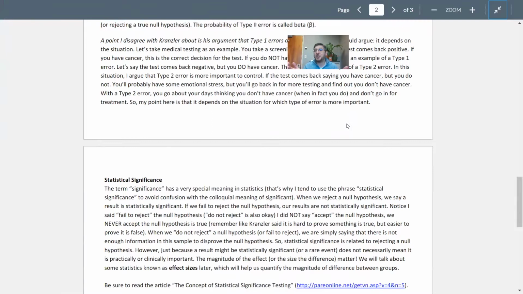In this situation, I'd argue that the type 2 error is actually more important to control. So if the test comes back saying you have cancer, but you actually don't, you would go back, get some more testing, and eventually find out that you don't have cancer. But with the type 2 error, the testing comes back saying you don't have cancer, but you actually do. You go about your life thinking you don't have it, and you don't go back in for more treatment. So the whole point here is that I think which error is more important really depends on the situation.